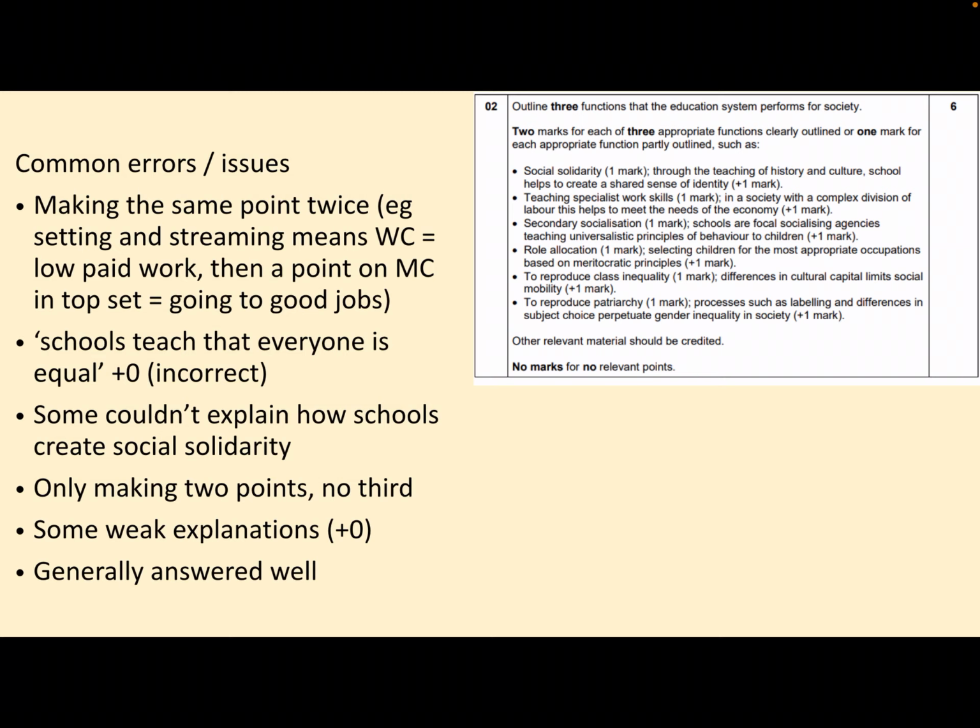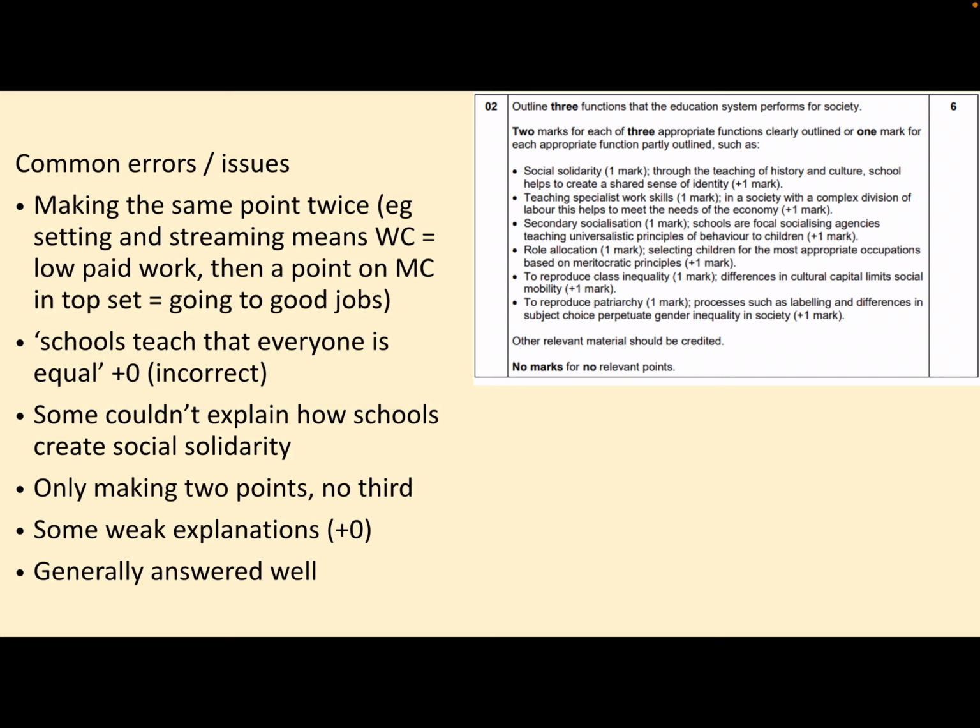So just talking through the mark scheme with you. I've talked to you about the social solidarity one already. Teaching specialist work skills, 1 mark. In a society with a complex division of labour, this meets the needs of the economy. So, if any of you wrote a point about creating a skilled workforce for the benefit of the economy, creating good human capital through teaching skills to help the economy, you had to make a link, be a bit clear about what it is that schools or education does to help the economy. You couldn't just say it creates human capital for the economy. You need to add a bit more depth to that. I wouldn't have given a full 2 marks for an answer like that.